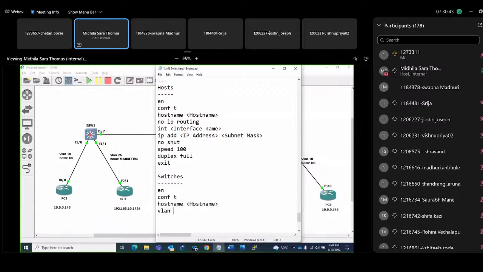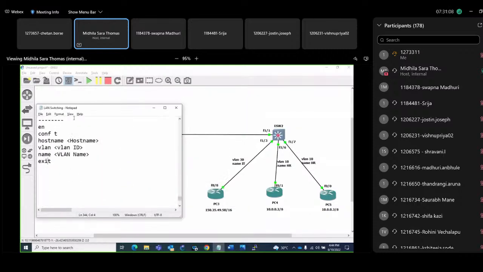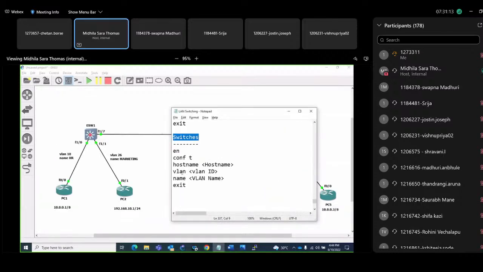Guys, this is in global configuration mode. You have to advertise all the VLANs in all the switches. So whatever be the VLAN ID, then name and the VLAN name, give it in all the switches, all the VLANs. So: vlan 10, name HR, exit. Next, vlan 20, name marketing, exit. Then next, vlan 30, name IT, exit. Likewise, in all the switches, you have to give this command. You have to advertise the VLANs.